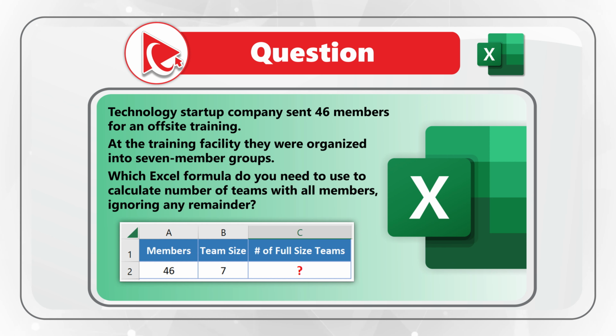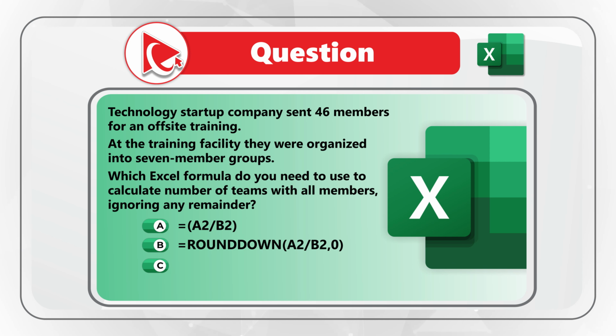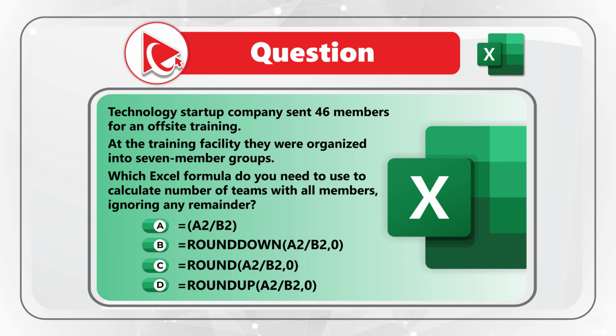You're presented with 4 different choices. Choice A, divide cell A2 by B2. Choice B, you use ROUNDDOWN formula and supply A2 divided by B2 as the first argument, and as the second argument you supply 0. Choice C, you use ROUND formula and then supply A2 divided by B2, and second argument you supply as 0. And last but not least, you use ROUNDUP formula, and then in parentheses you supply division of A2 by B2 and second argument as 0.